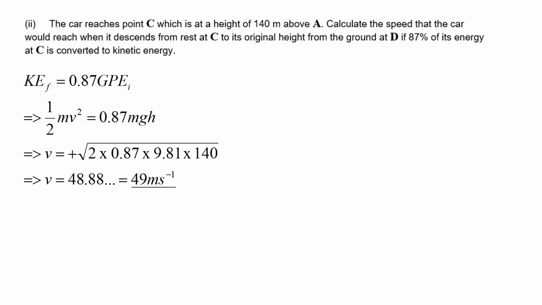Rearranged to make the speed the subject. I've taken the positive square root because we just want speed and given it to two significant figures because the 87% is a two significant figure number there. Fairly easy. Okay, so let's move on to question 6.